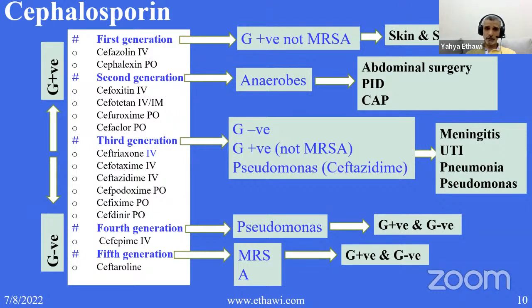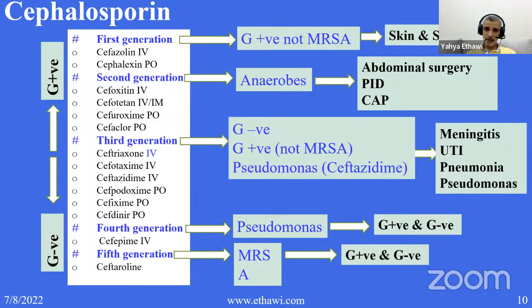The good news about the 3rd generation is that some have Pseudomonas effects, such as ceftazidime. The 3rd generation, they are not good against MRSA. So please remember, if you suspect MRSA, this is not a good antibiotic. If you have a serious bacterial infection, you cannot use them alone. And they are not the super antibiotics. So please remember, when you have a sick baby, to think twice before using them. Example of them is ceftriaxone.